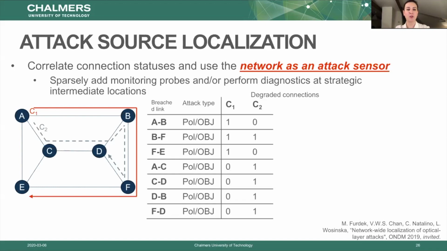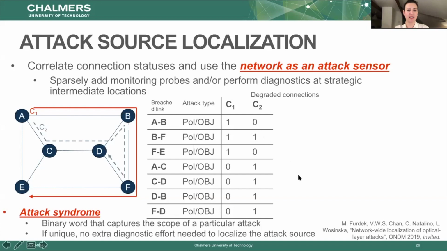So we can, for different attack types, and here we are using the attack types whose effects are confined to links, which are polarization scrambling and out-of-band jamming. And for each potential location, we can predetermine the set or subset of connections that will be degraded. These binary words are called attack syndromes, and in case they are unique, we don't need any extra diagnostic effort to localize the attack source.